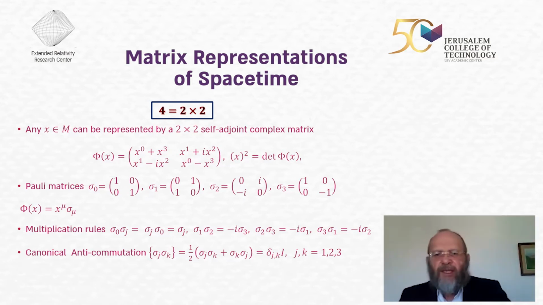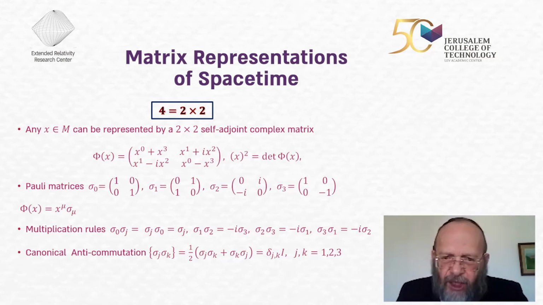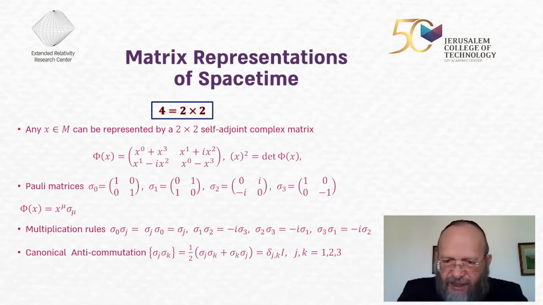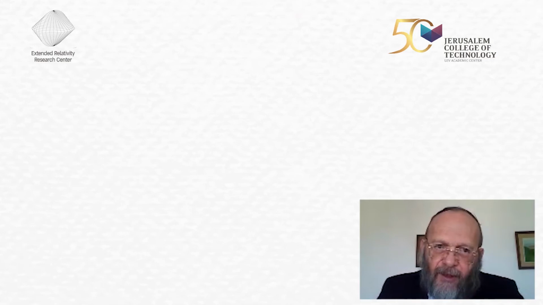But even more important is the canonical anti-commutation relation, where you take not the commutator but the anti-commutator. It means the product sigma j sigma k plus sigma k sigma j. You get 0 if j differs from k. That means if you take a square or some power, you get only diagonal elements, and that's a very important property. Physicists were looking for such matrices having this anti-commutation relation to simplify certain things they wanted to do.